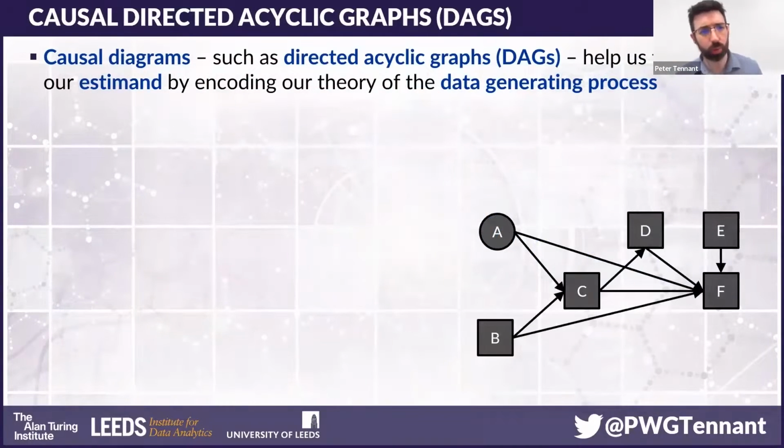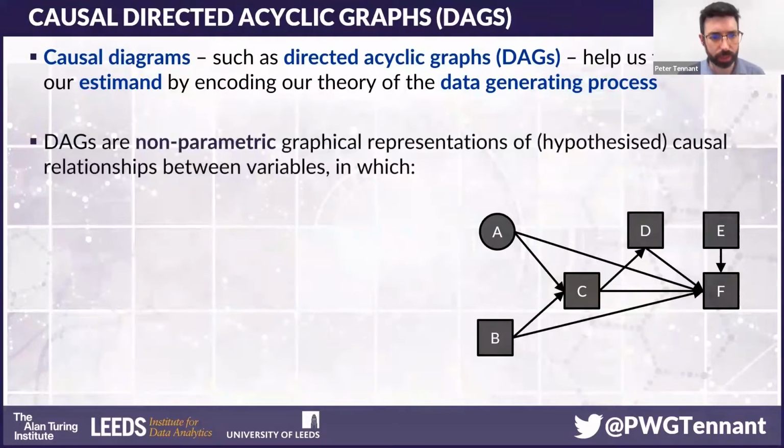The main tool that we use for this is the directed acyclic graph. So this is a type of causal diagram which really helps us with that process of identification, of turning our causal estimand into a statistical estimand. And the reason for that is it allows us to encode that necessary theory about the data generating process. So these are non-parametric graphical representations of the causal relationships between variables that we think exist.